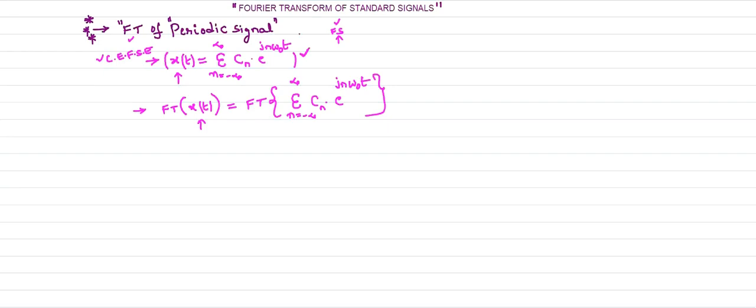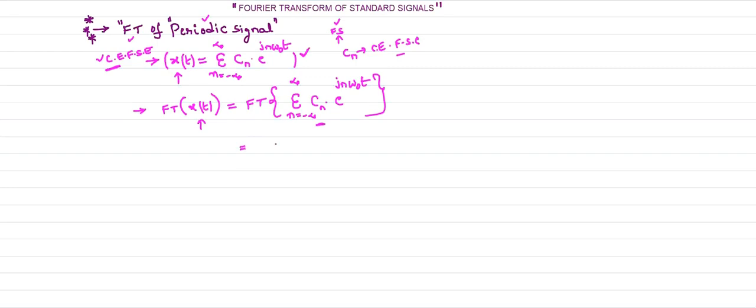So I just considered the periodic signal x of t with the help of the complex exponential Fourier series expansion, as you already know. Here Cn is the complex exponential Fourier series coefficient. So this is the representation of the periodic signal. In the question it is given, find out the Fourier transform of the periodic signal. So I just apply the Fourier transform on both sides of this equation. Now how can we calculate this?